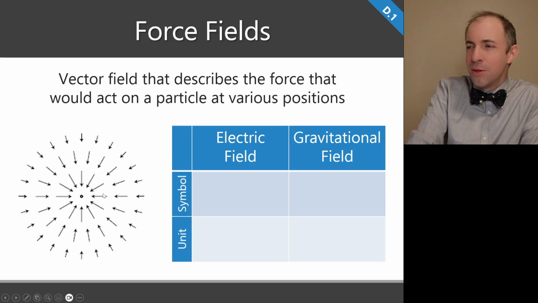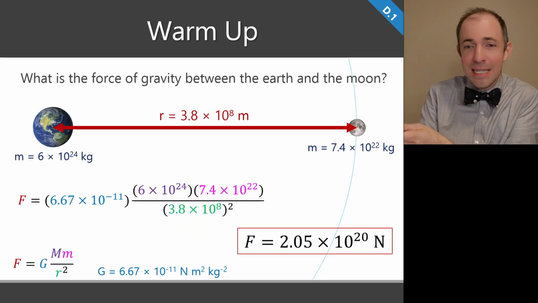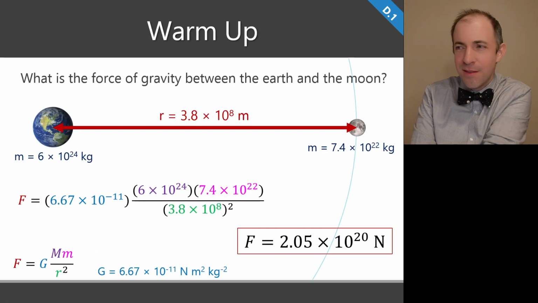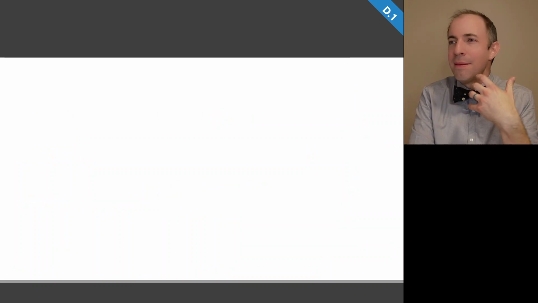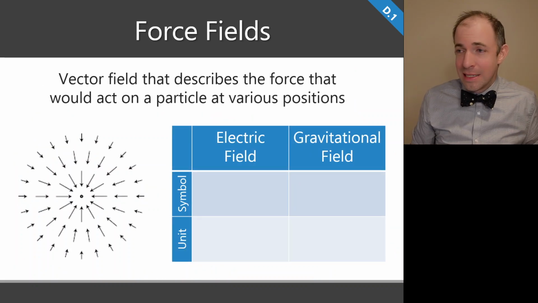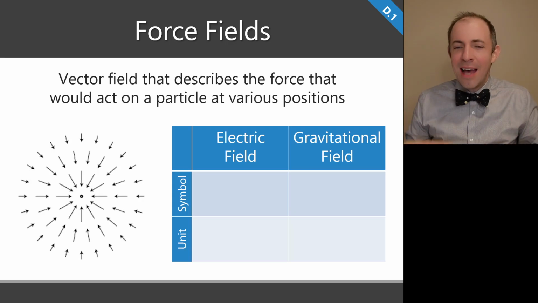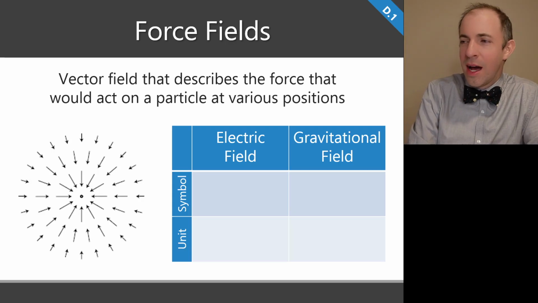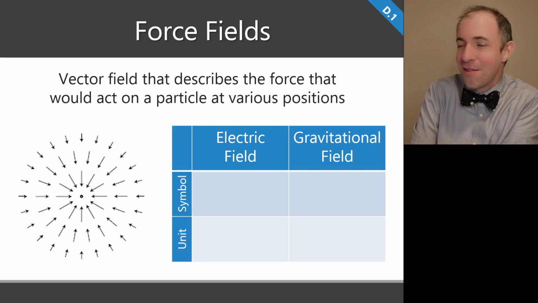To calculate a force in newtons that the Moon was experiencing here, we had to know what the mass of the Moon was. When we are talking about a generalized force field, we don't know what the mass of the object is going to be, this test mass or this test charge that we are talking about. So we're going to define this as the field strength.